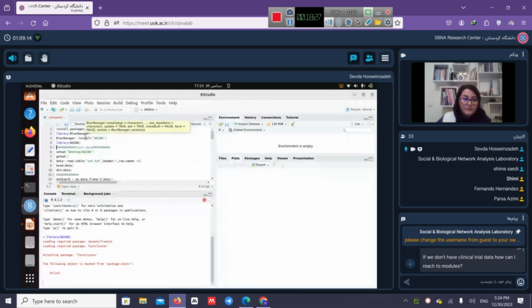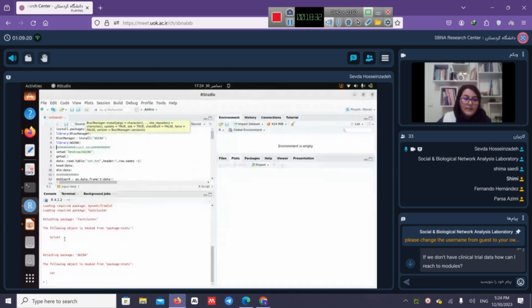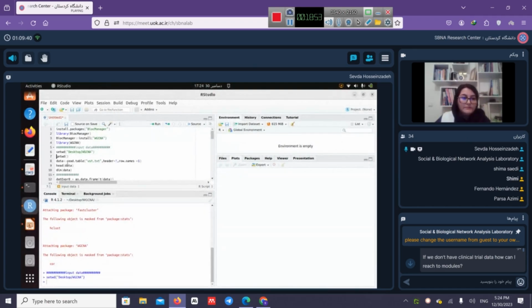This is running the loading of the required package, and okay, it loads completely and we don't get any error or warning. And then in this part we have to introduce our directories to the software, and all of my input data are in this directory on the desktop in the WGCNA folder. Based on getwd, we can check whether my code is okay or not. Yeah, absolutely, that works completely.